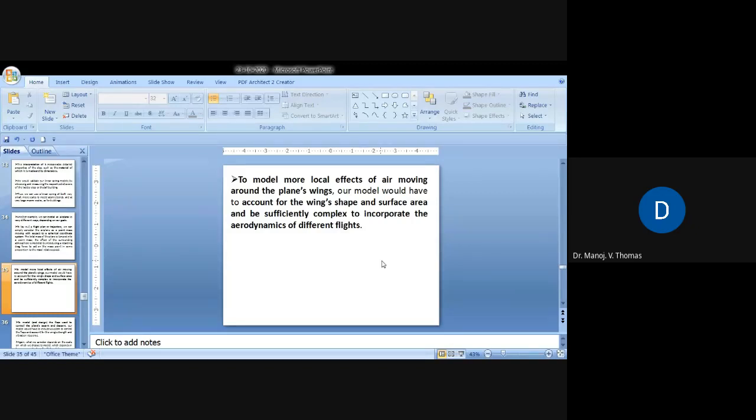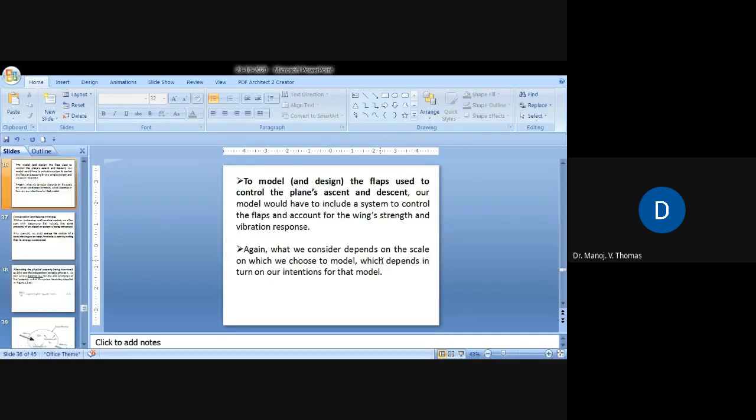But if you want to study the details, we will include more and more details. So that's the process of abstraction, and that is the process of scaling. So to model the flaps used to control the plane's ascent and descent, how it affects the aeroplane when it is landing and taking off, our model would have to include a system to control the flaps and account for the wing strength and the vibration response. Again, what we consider depends on the scale on which we choose to model, which in turn depends on the intentions for the model.